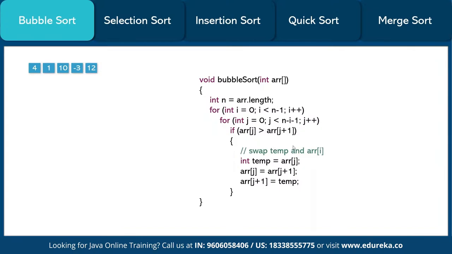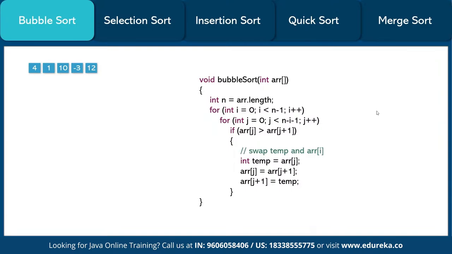Once I do that, I do this check. If array[j] is greater than array[j plus 1], then I use a temporary variable over here, and we swap the values for j and j plus 1. This is what we'll be doing for each and every element. As you can clearly see, it's a very simple approach where I take the elements and swap them, guys.